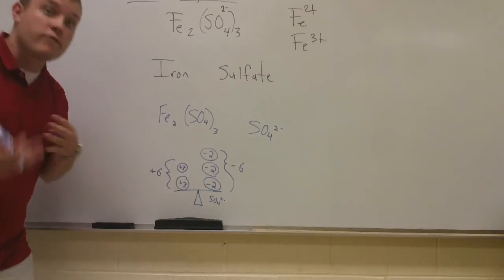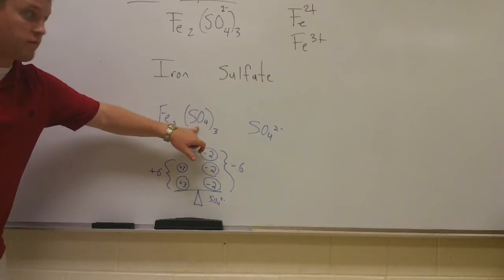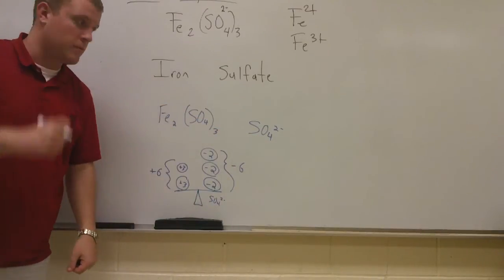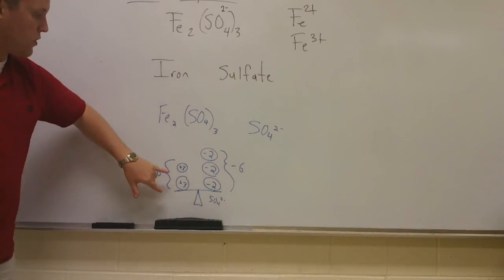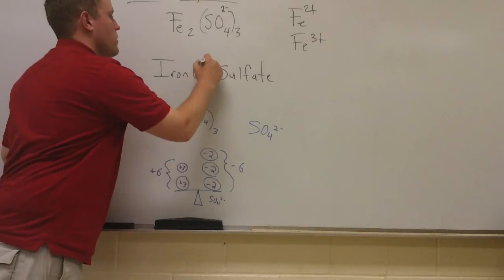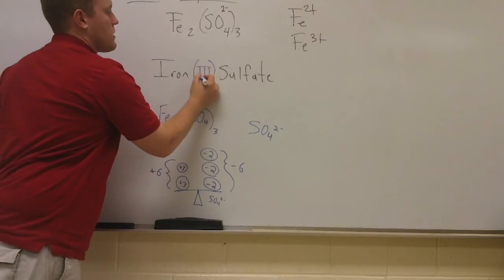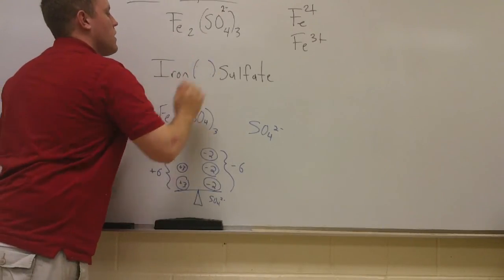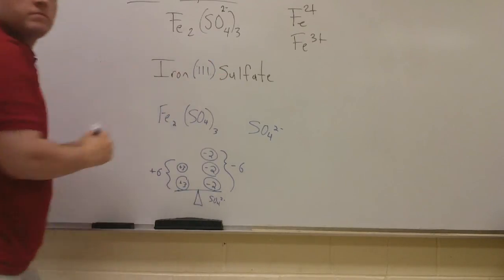So this is kind of a reverse crisscross. Because we know the charge of sulfate is always -2, it's a polyatomic, we've memorized it, and we know there are 3 of them balancing out 2 irons, we know the charge of that iron needs to be +3. So this would be iron, if you want to do it like that, or if you want to do the little tops, I don't really care, whichever way you like. Roman numerals: iron(III) sulfate.